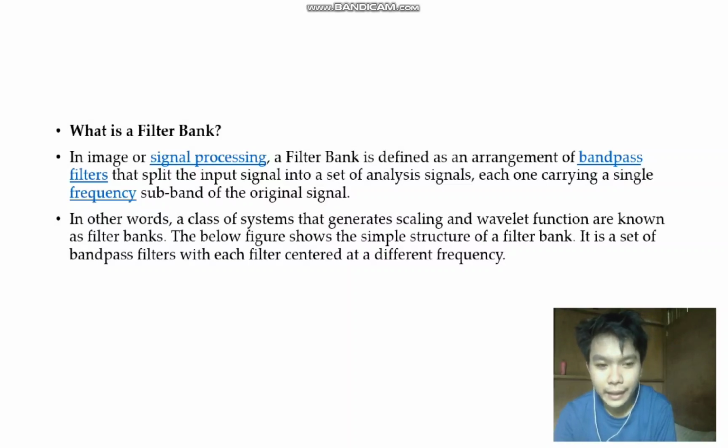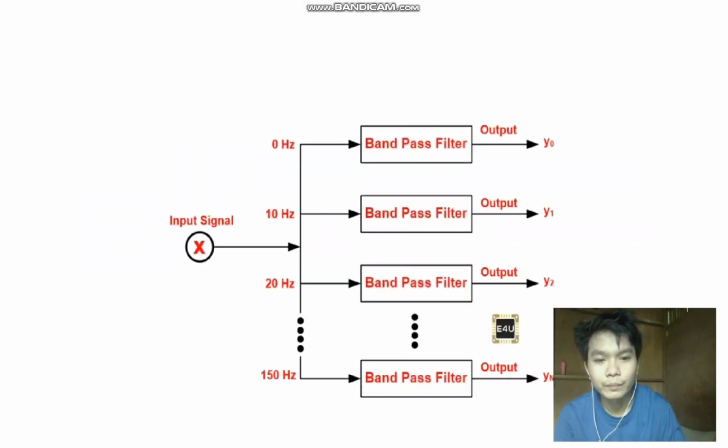In the next slide, we're going to see the figure of the structure of a filter bank. It is a set of bandpass filters which filter signals centered at different frequencies. So, this figure is a bandpass filter bank. From X, the input signal goes to the bandpass filters, with the output of Y0 from the first bandpass filter, and the output of Y1 at 20 Hz, and the output of Y sub 2 at 150 Hz, and so on up to the output of Y sub n.